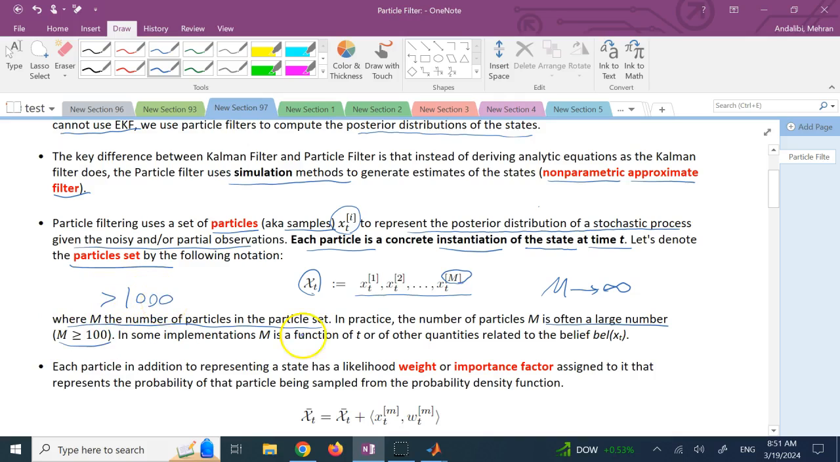One of the things they can do in some adaptive versions of particle filters is make this m a function of time. As you go on, you'll see that you get closer and closer to your actual state, and so you don't need as many particles as initially. So you might reduce the number of particles to save some computation.